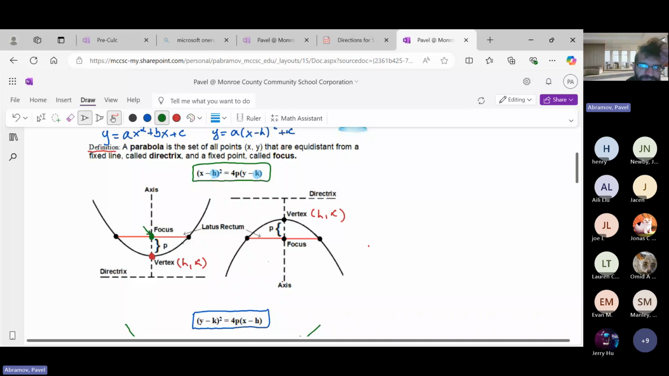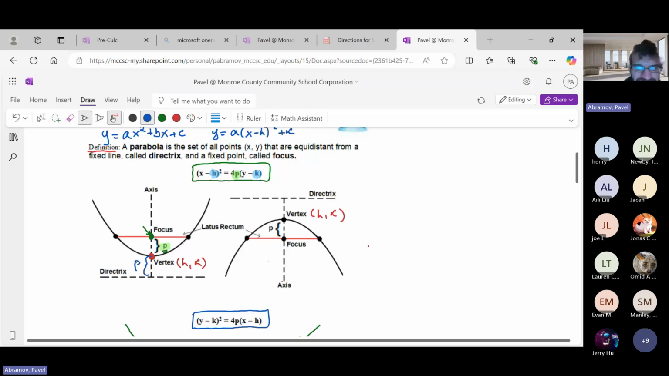Now, this is also going to be a point, and specifically, this point is a very particular distance, and we'll call this distance p. So in our equation, we can see this parameter p right here. So if you're wondering what that is, well, that p represents the distance from the vertex to the focus. But since by the definition, all of the points on the parabola are equidistant from the focus and the directrix, then very importantly, the distance from the vertex to the directrix, so this distance, is also going to be p.